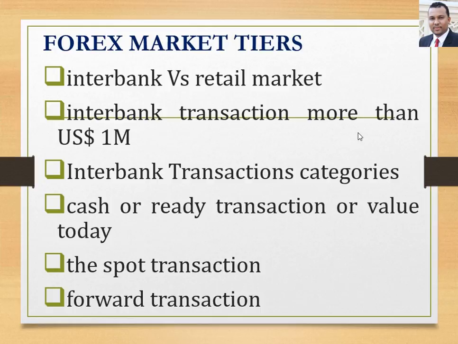In the case of interbank, what about the volume of transactions? The difference between interbank and retail bank is the volume. When we talk about more than 1 million US dollars, this is an interbank transaction. Lower than 1 million, this is a retail bank or retail market transaction. Interbank transaction categories: we talk about trade on the same working day, or 2 working days, or future dates. Future dates, say after 2 months, 3 months, 6 months, and so on. The maximum is 6 months.